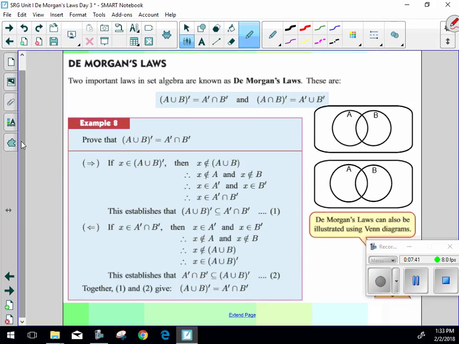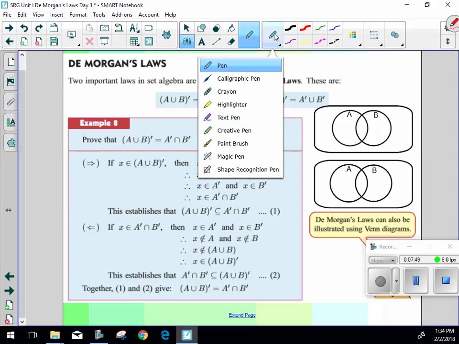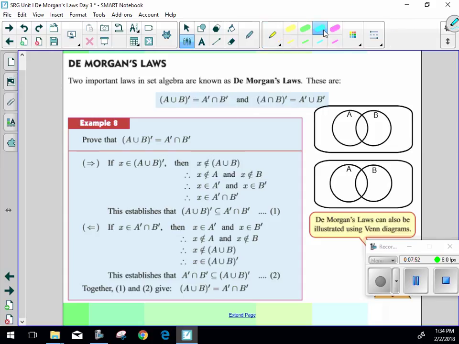Let's take De Morgan's law. De Morgan's law has two figures here. The first one is A union B complement. So A union B complement is this. Okay? And then A intersect B is this guy.